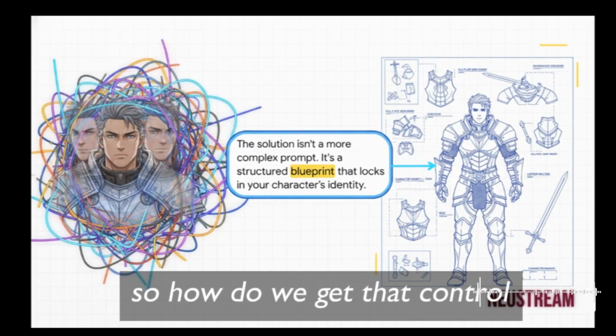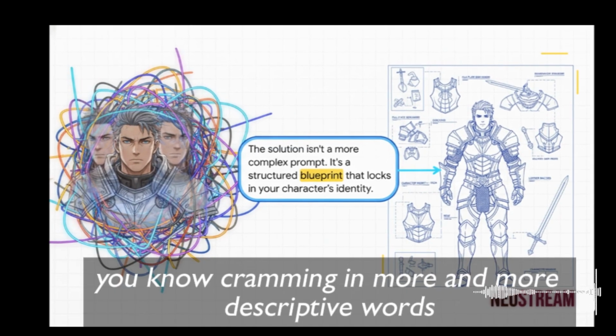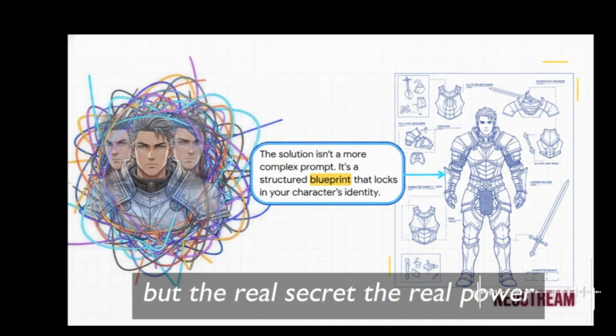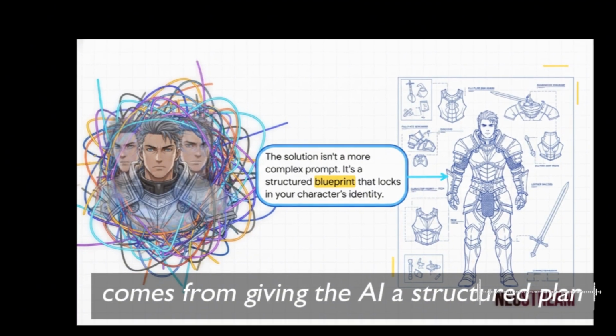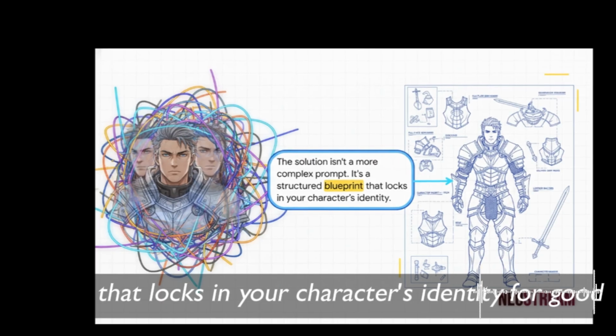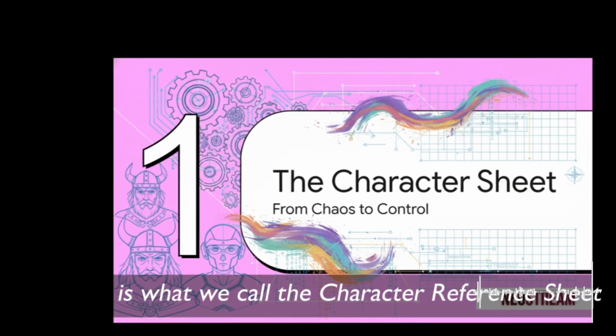So how do we get that control? You might think the answer is just a more complex prompt, cramming in more and more descriptive words. But the real secret, the real power, comes from giving the AI a structured plan, a blueprint that locks in your character's identity for good. And that blueprint is what we call the character reference sheet.